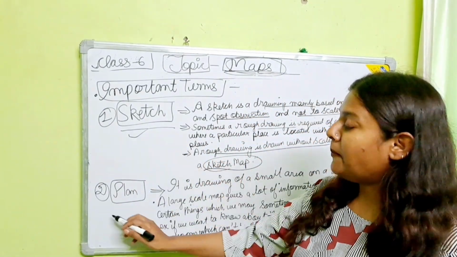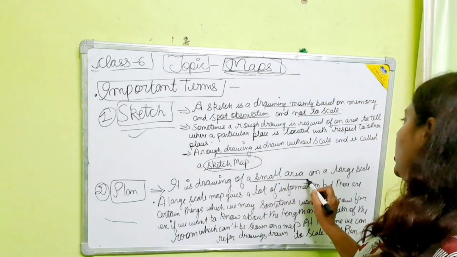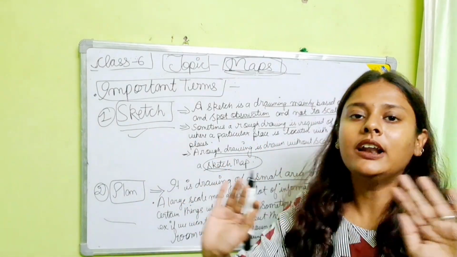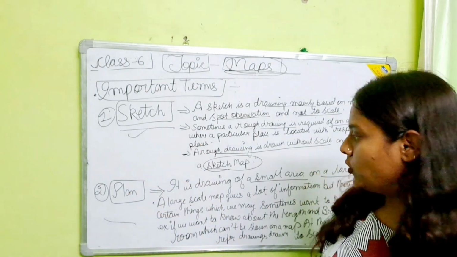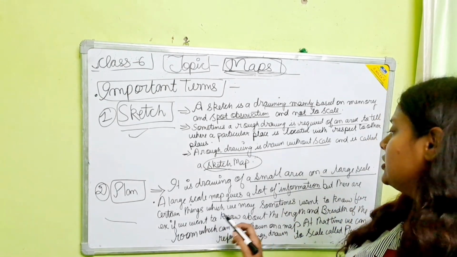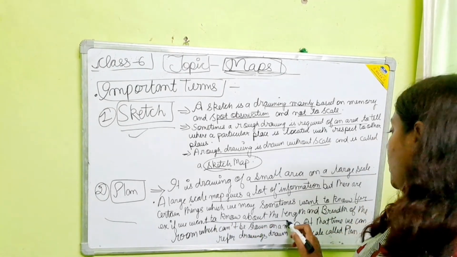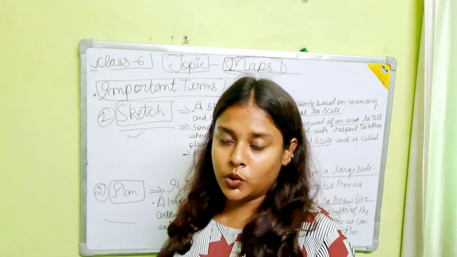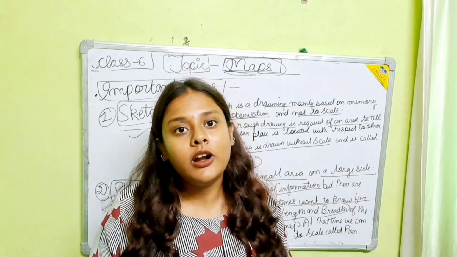Now the next one is a plan. What is a plan? It is a drawing of a small area on a large scale. Large scale maps, we know, can be drawn of cities and towns. A large scale map gives a lot of information, but there are certain things which we may sometimes want to know. For example, if we want to know the length and the breadth of this room, that can't be drawn on a map.